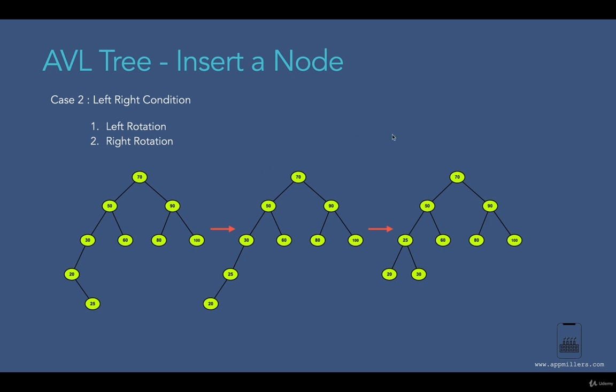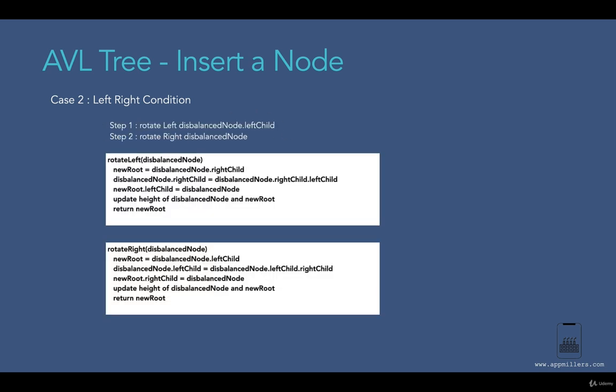In the case of an AVL tree, whenever we insert a node and see that it causes disbalance in the tree, we first identify the condition, then based on this condition, we do rotations to make our tree balanced. As I mentioned, in the case of the left-right condition, we first do a left rotation, then a right rotation. So let's see what the algorithm of left rotation and right rotation looks like.